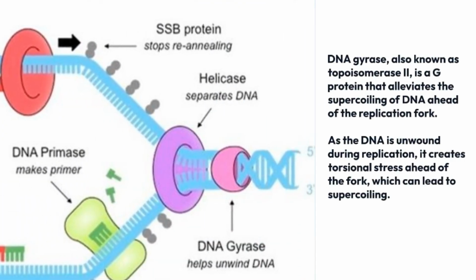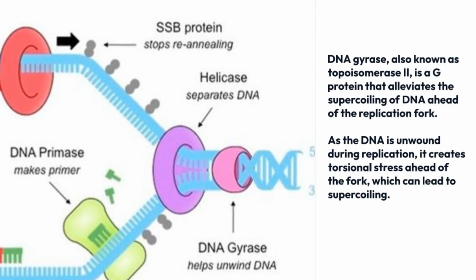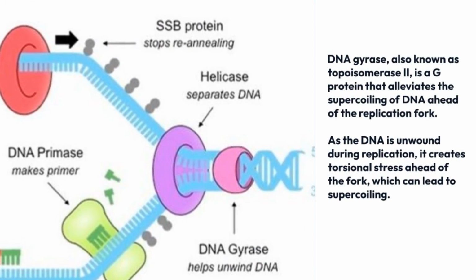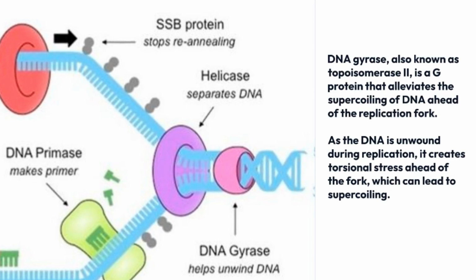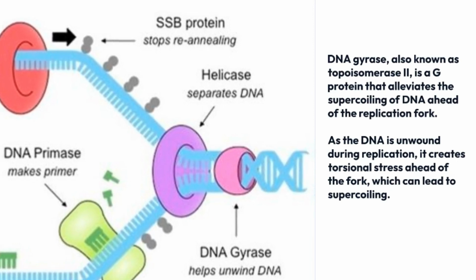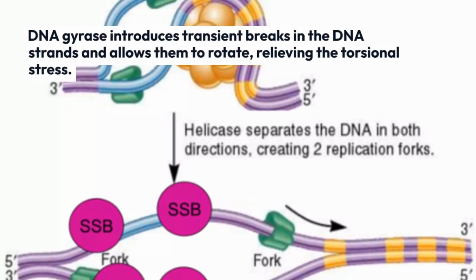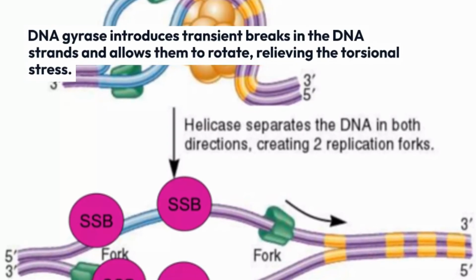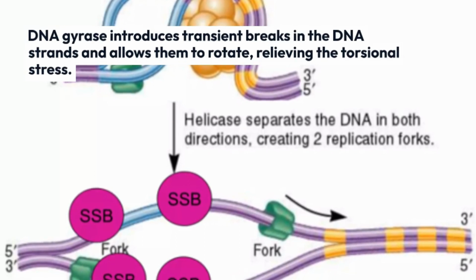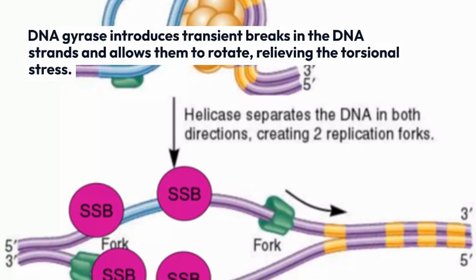DNA gyrase, also known as topoisomerase II, is a G protein that alleviates the supercoiling of DNA ahead of the replication fork. As the DNA is unwound during replication, it creates torsional stress ahead of the fork, which can lead to supercoiling. DNA gyrase introduces transient breaks in the DNA strands and allows them to rotate, relieving the torsional stress.